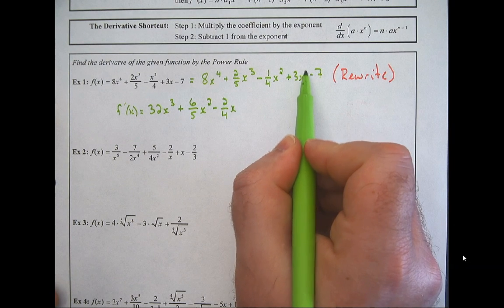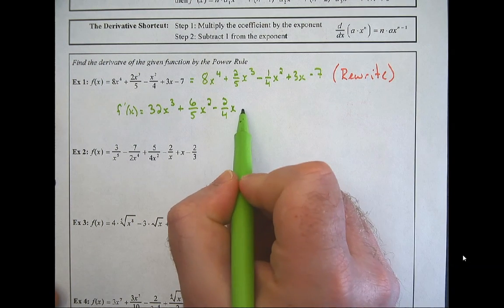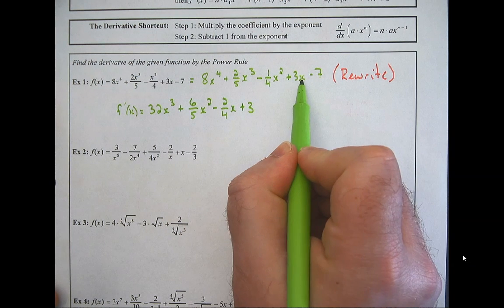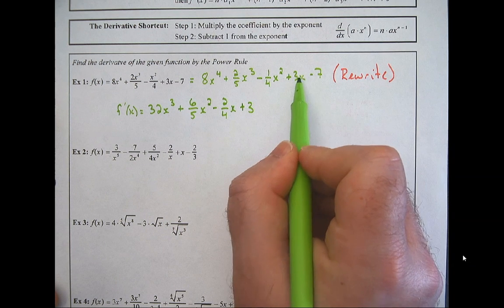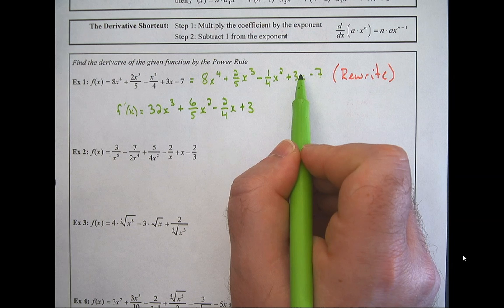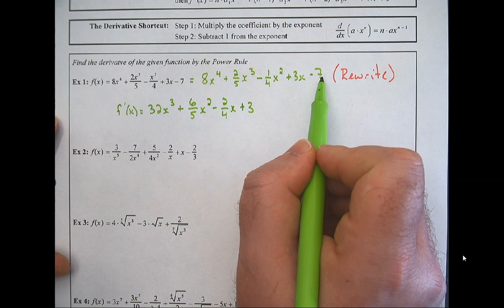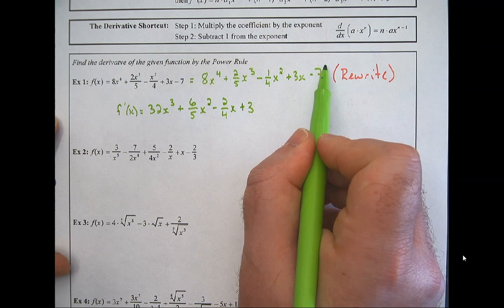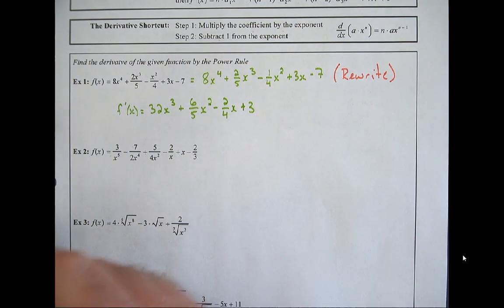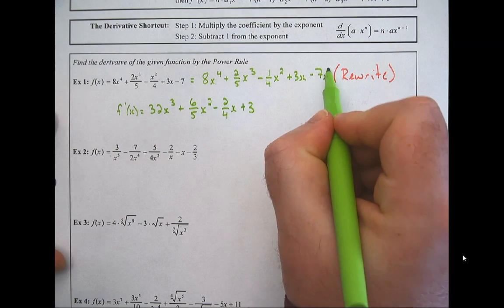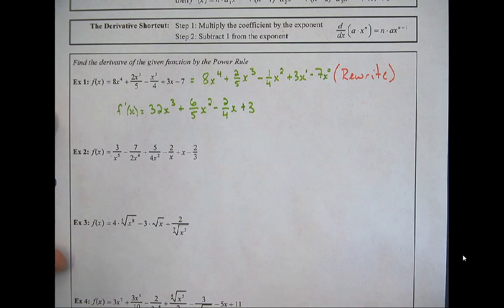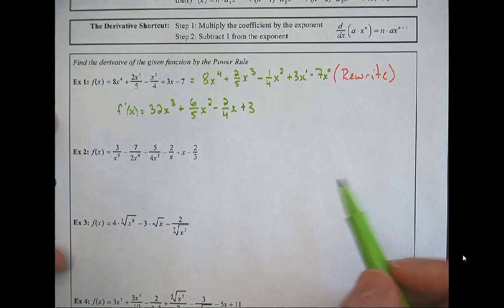Exponent is what here? 1. 1 times 3 is 3. And then subtract 1 from the exponent. So that would be no x's. Remember, x to the 0 is 1, not 0. So it's not like it times by 0. This is the one that's the problem. That's x to the 0th. So when you multiply, if you want to write that in there, you can, if that helps you understand it better. So 0 times 7, that's gone, that's 0.